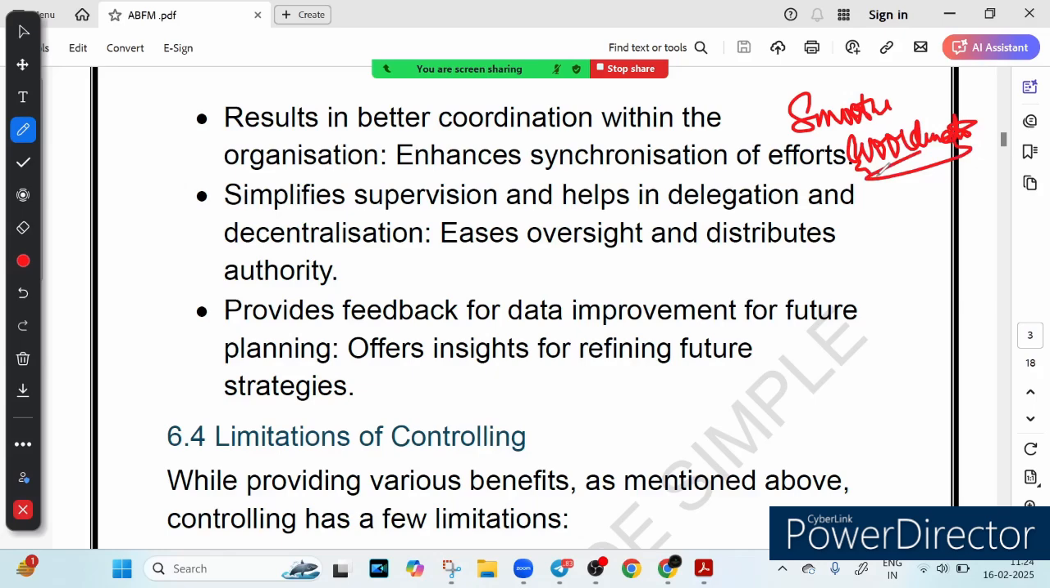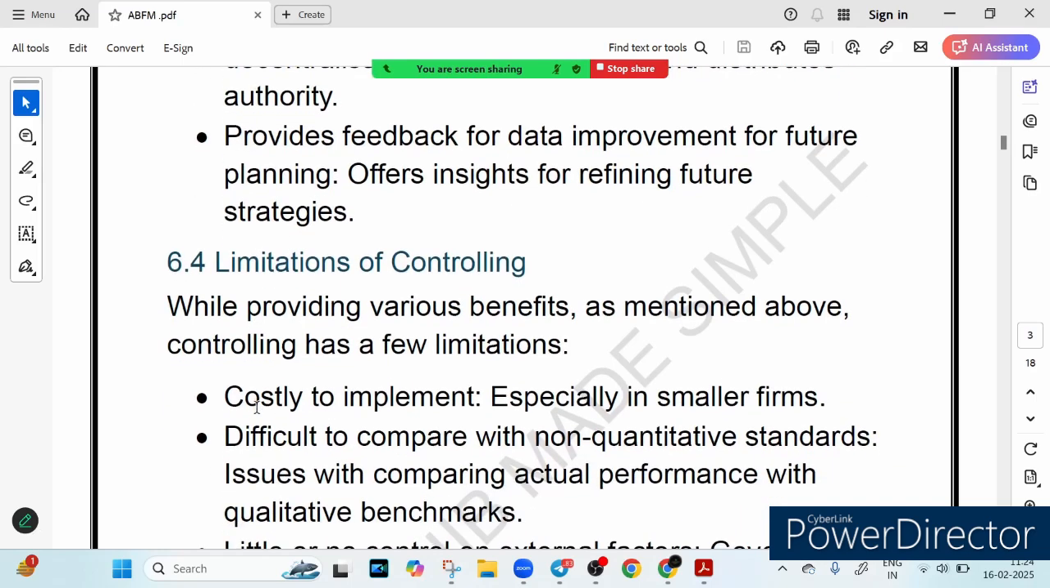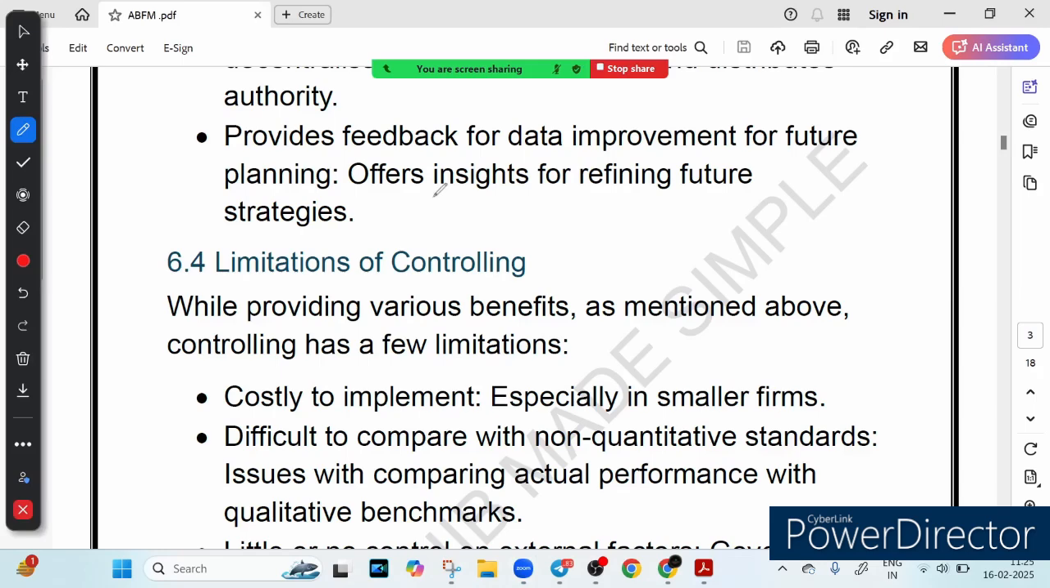Right? So that all departments work in sync, like a well-trained team. Now it makes supervision easy and distributes work efficiently. So the next advantage is it makes supervision easier, right? Managers don't have to micromanage everything. With clear control in place, work can be delegated smoothly and decision making can be decentralized.